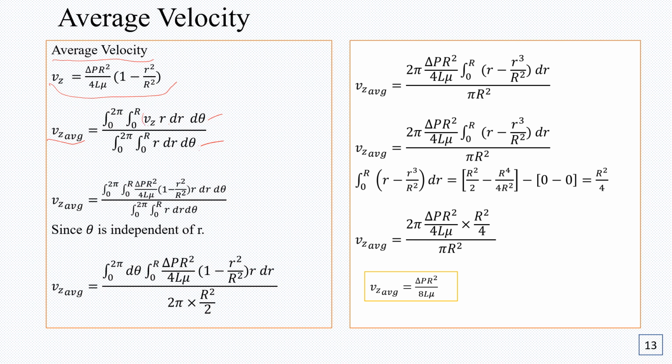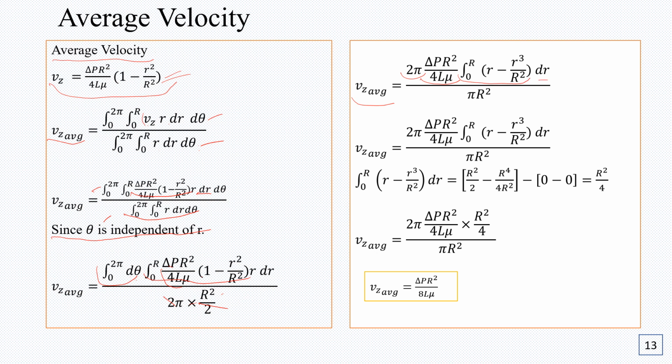Now we will substitute the value of Vz here from this expression, and we will try to solve the expression in numerator and denominator. Since we know θ is independent of r, we can take the θ integral first and then the dr integral, so we can interchange the order of the integrals like this. And the integral in the denominator is directly equal to the area of the circle, which is πR². And finally we came to know that Vz average equals this factor, ΔP R² by 4Lμ, which we can take outside, and 2π is the integral that comes from the dθ integral. So finally we have to solve this integral.